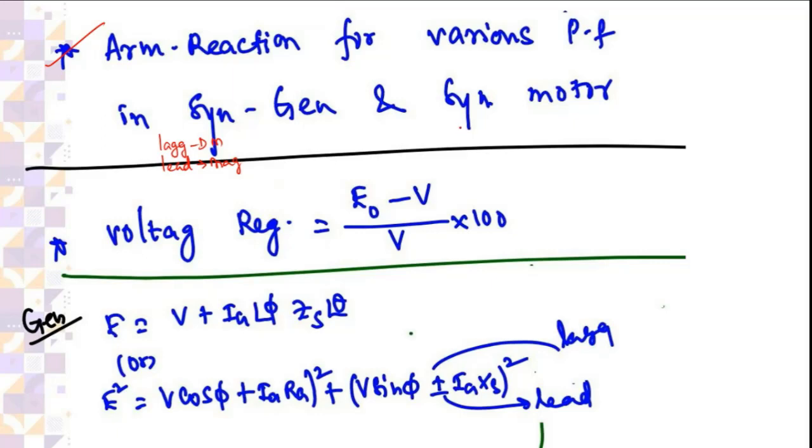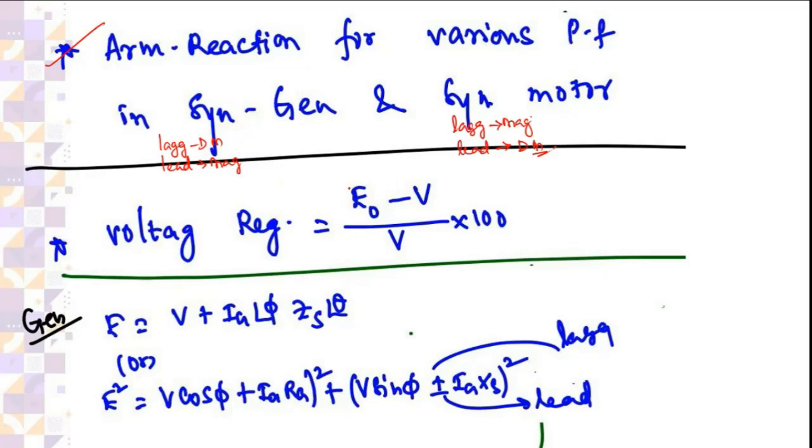And when it comes to synchronous motor, for lagging power factor, it will be magnetizing effect, and for leading power factor, it will be demagnetizing effect of armature reaction. Whereas for unity power factor, it will be cross-magnetizing, whether it is generator or motor.